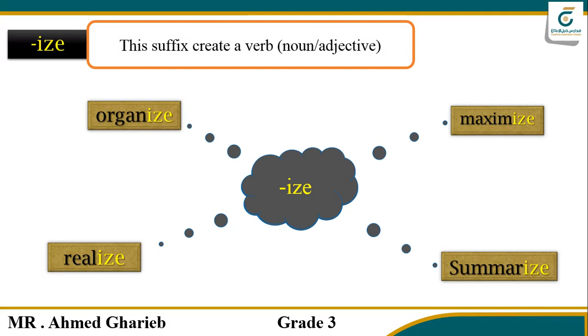Realize. The adjective is real. When we add I-Z-E, it's a verb, and it means to understand a situation. I realize now it's my mistake. I understand now it's my mistake. So again, if I find I-Z-E at the end of any word, I make sure that it's a verb. Sometimes the base word was a noun or an adjective. Okay. All right, let's move ahead.